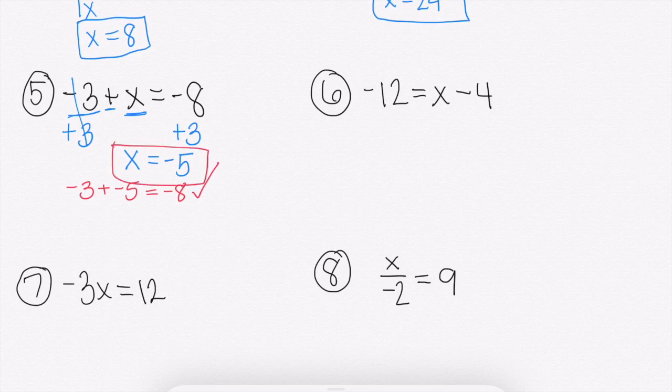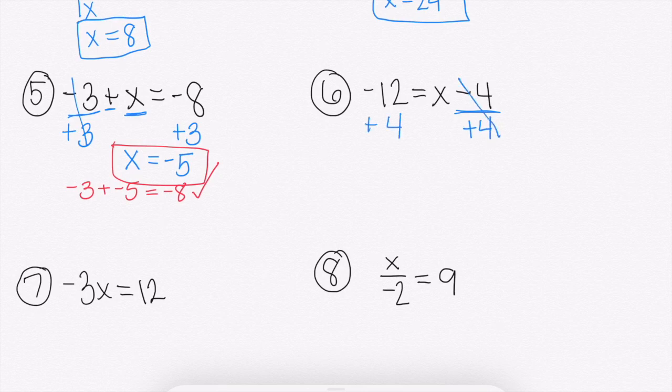Number 6 looks a little different. Notice this time x is on the right side of my equal sign. So I'm not moving this 12. I'm moving what is with my x. And my x is not on the left this time. My x is on the right. So what's with my x? Minus 4. We don't want x minus 4. We want just x. So how would I get rid of a negative 4 or minus 4? We would add 4, both sides.